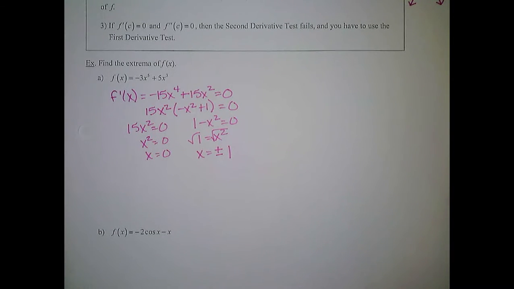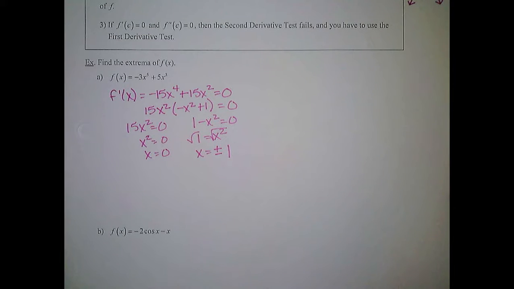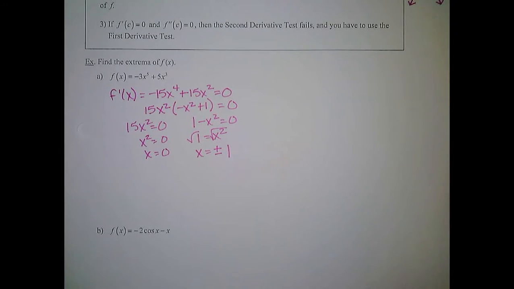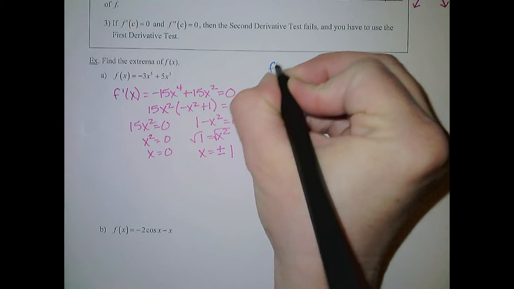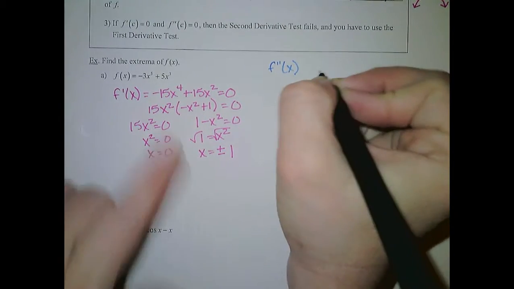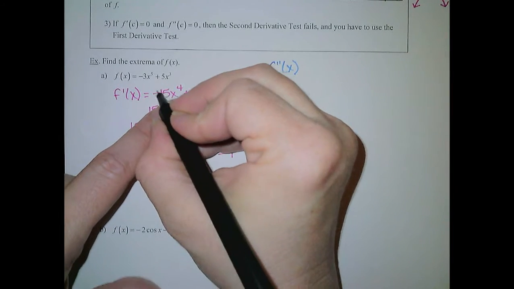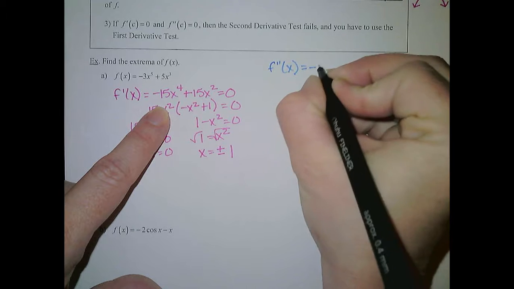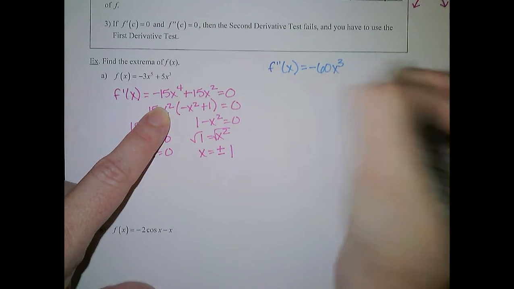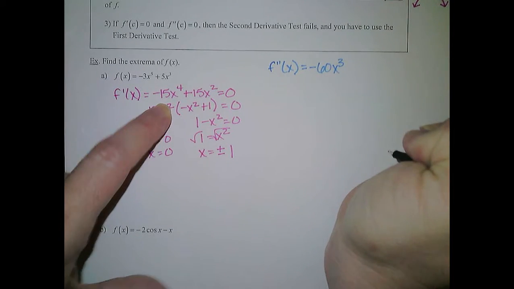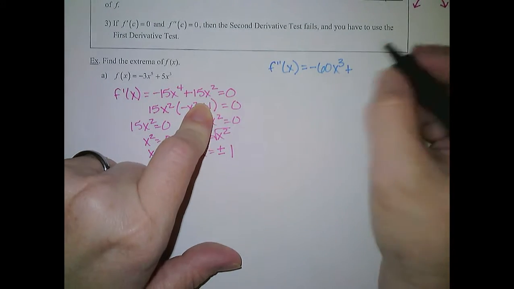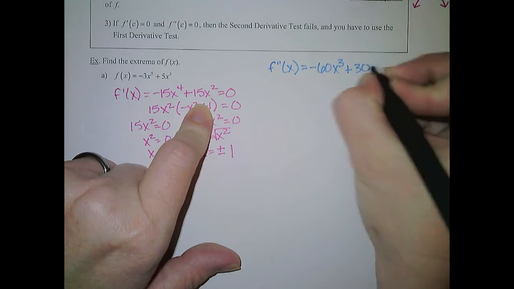What we want to know is, what does the sign of the second derivative look like at each of these points? So I need to find the second derivative. I have the derivative of negative 15x to the fourth will be negative 60x to the third, plus the derivative of 15x squared, which would be 30x.